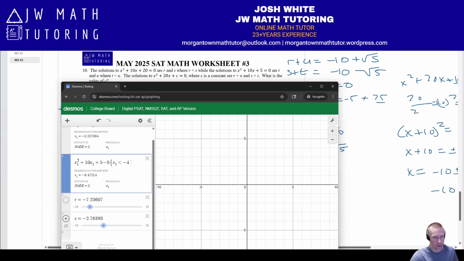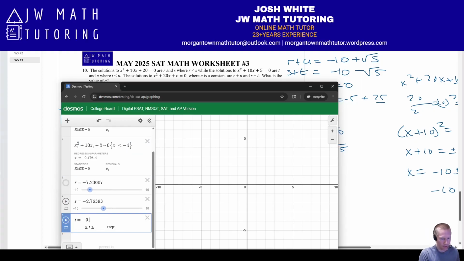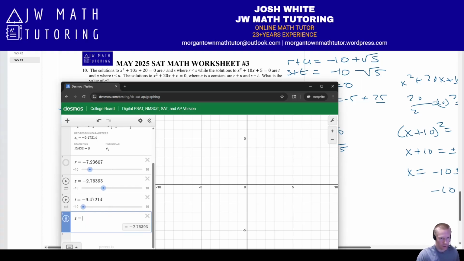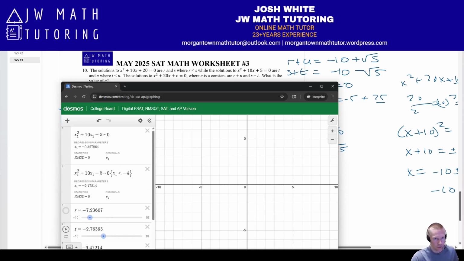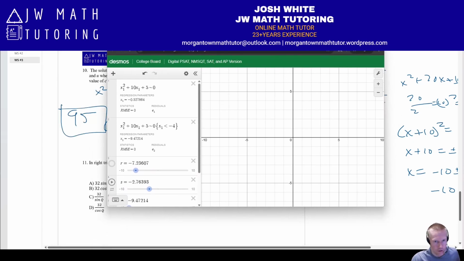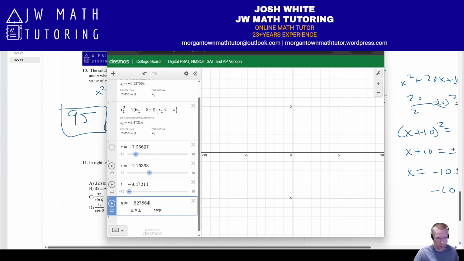Okay, t is the smaller one, so that means t is equal to negative 9.47214. U is the larger one. I'm just going to slide this up for a second so I can copy it down. U is negative 0.527864. All right.